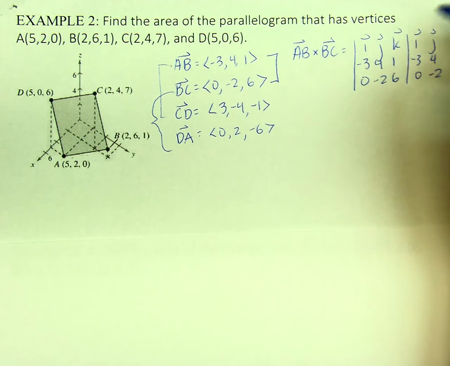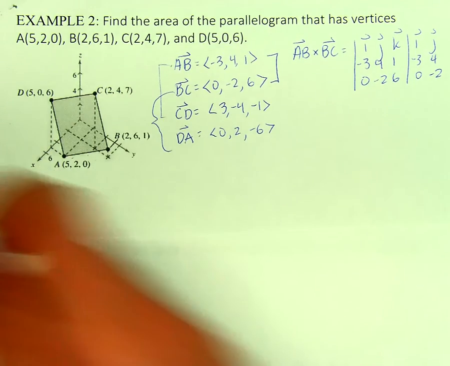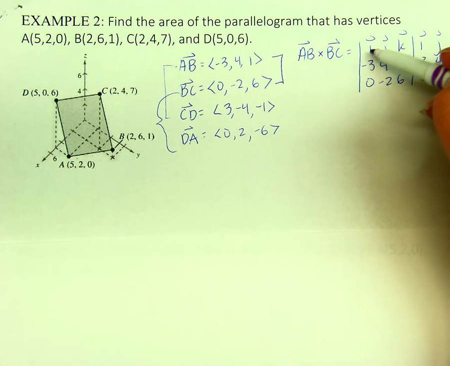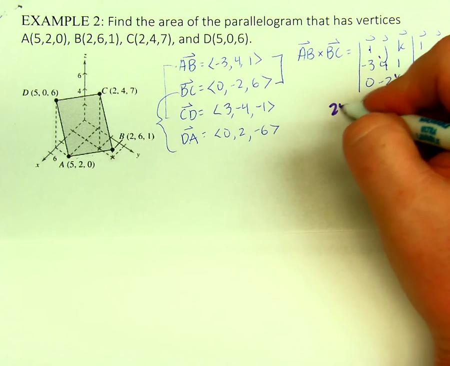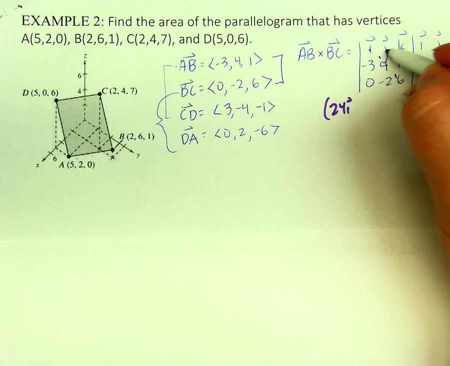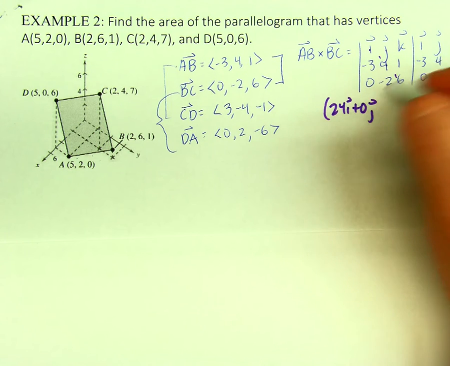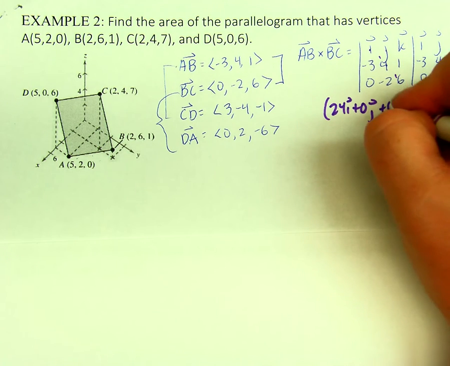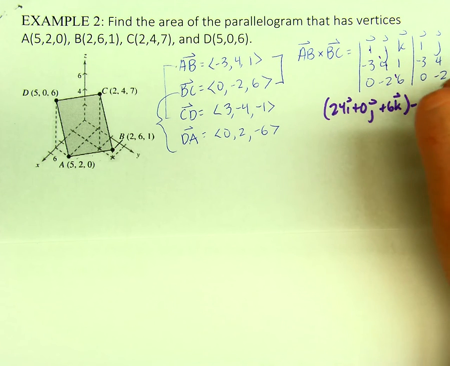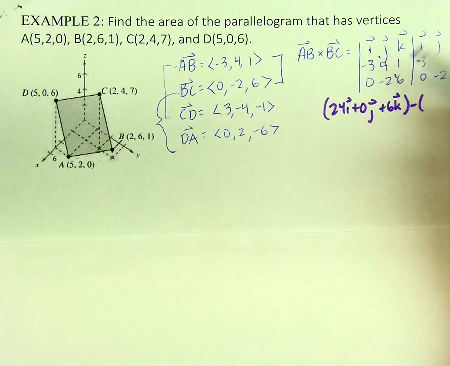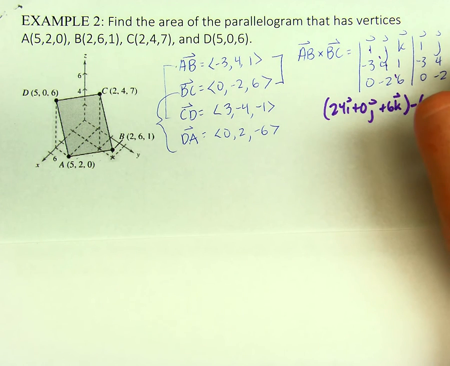Okay. And now I'm just going to do my diagonal multiplication and addition. So here we go. We have 24i, 0j, and then 6k. All right, now I'm going to do it in the opposite direction, 0k, -2i, and then -18j.